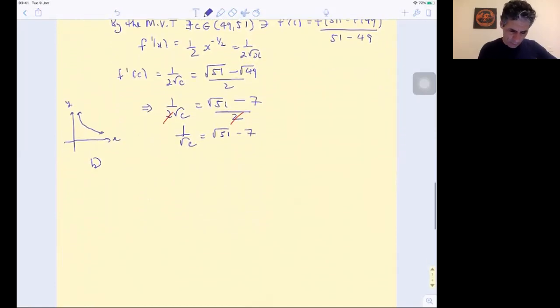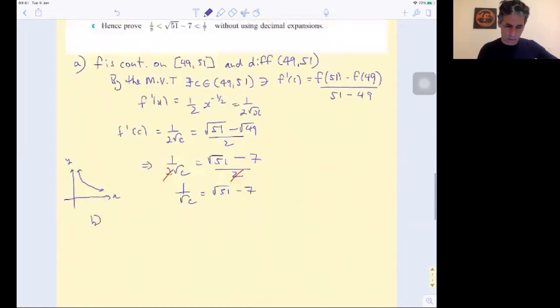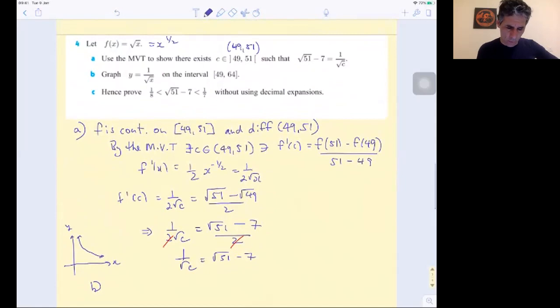If we graph that, well, square root of 49 is 7, so this is 1 over 7. And then you think to yourself, okay, well, 1 over root 64 is 1 over 8. And then you look down here and you're like, oh, look, there's a 1 over 8 in the question and a 1 over 7 in the next part. You can see this is leading us up to part C.